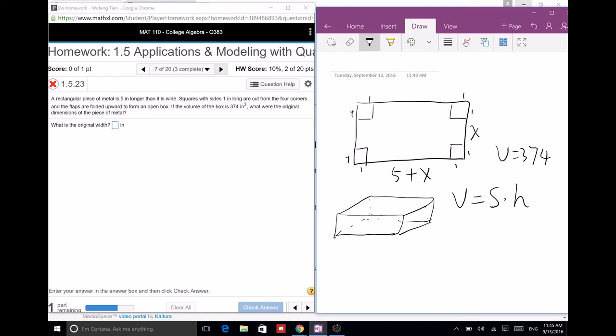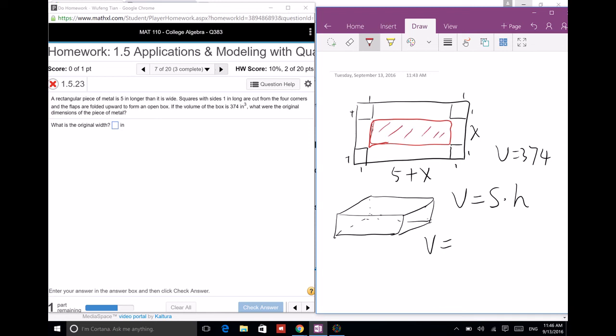So the base area is going to be, the original length is 5 plus x. Now, if you cut off 1 on each side. So the base, let me choose a different color. Okay. So the base is just this part. It's just the middle part. This is going to be the base because the other side is going to be folded. Okay, this is the base.